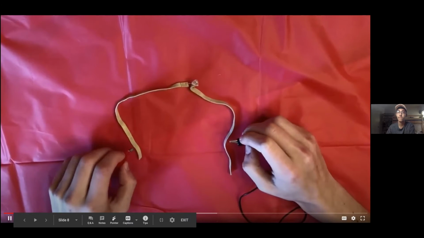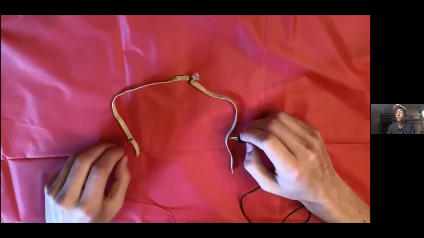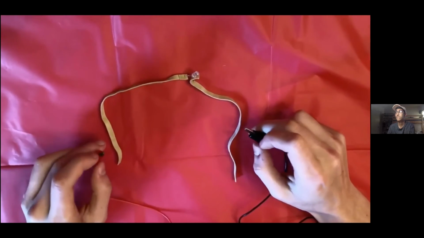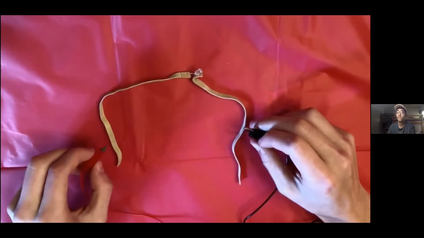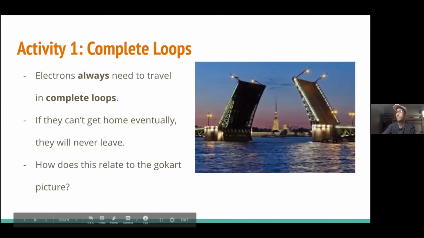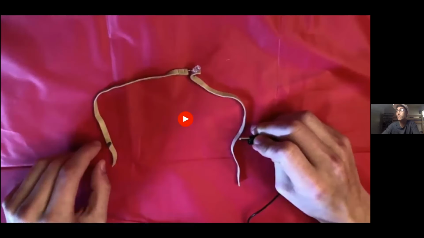So Play-Doh is a conductor, meaning electrons like to move through Play-Doh. But something like rubber, the thing these rubber bands are made of, is an insulator, meaning electrons don't really like to move through the rubber. So what do you think is going to happen when I connect the battery to these rubber pieces? So go ahead and type in the chat what you guys predict will happen. All right, yeah, good guesses. Nothing. All right, let's see what happens.